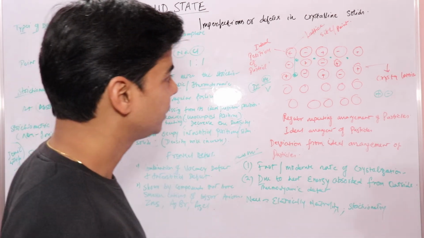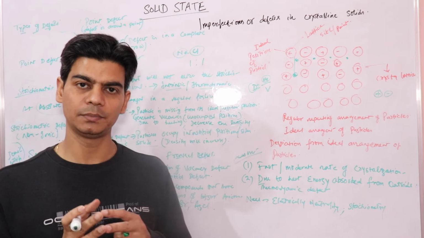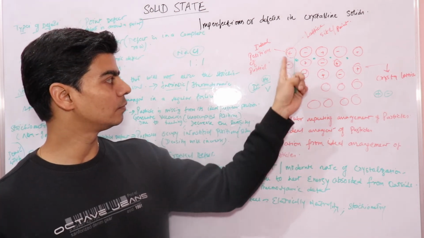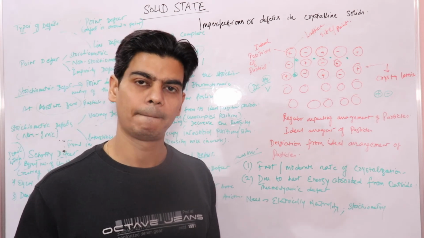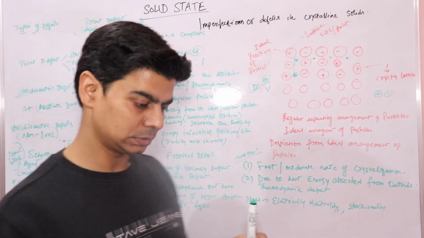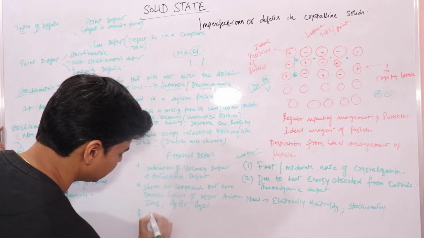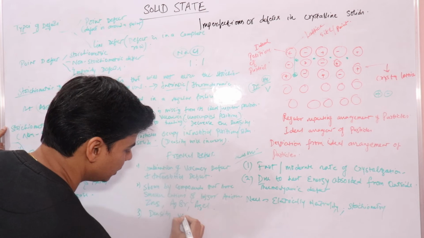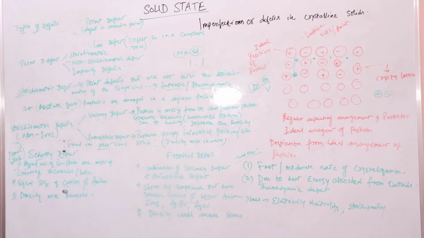In case of Frenkel defect, we say that one ion, a cation, will dislocate or move from its ideal position and will occupy an interstitial position. It will move from here to here, right? So in this case, density would not be affected, because there is nothing missing, it's just dislocated. So no effect on density, density would remain the same. In this case density will decrease, in this case density will remain the same. This is one of the points of difference, right?